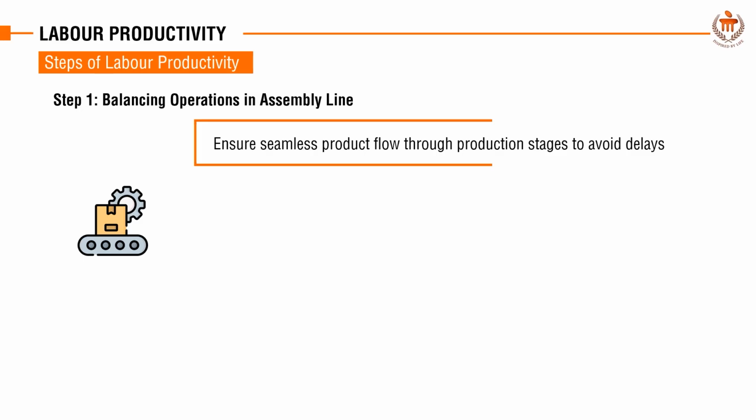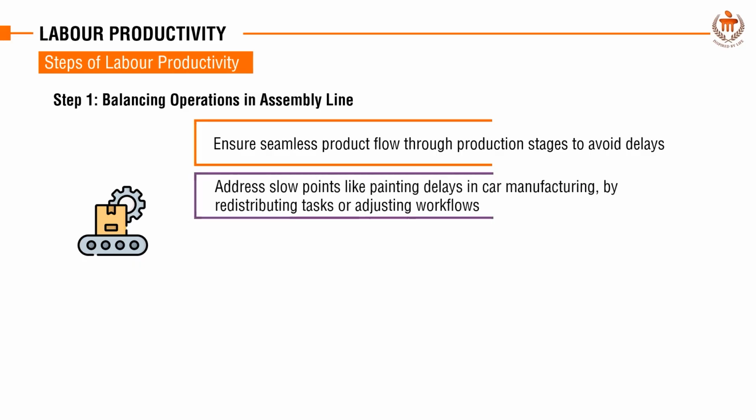Balancing operations in an assembly line is crucial for enhancing productivity as it ensures that the product moves seamlessly through various stages of production towards completion without unnecessary delays. For example, in a car manufacturing assembly line, if the painting station is slower than the assembly of the parts, it can create a backlog that slows down the entire process. By identifying this bottleneck, managers can redistribute tasks or adjust the workflow to maintain a smooth progression of work.